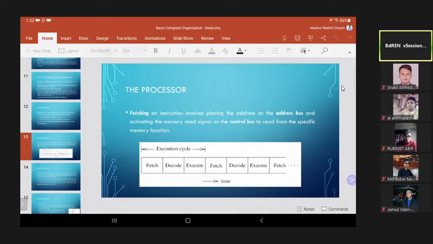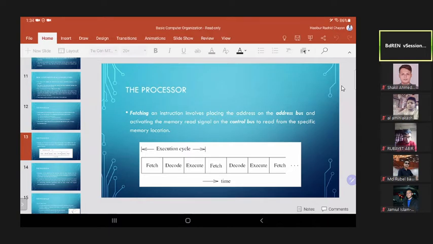So this is a cycle. This is the execution cycle. The moment you start your computer until you shut down your computer. That's why it's called a cycle. So it's fetch, decode, and execute. Fetch, decode, and execute, and again and again and again.